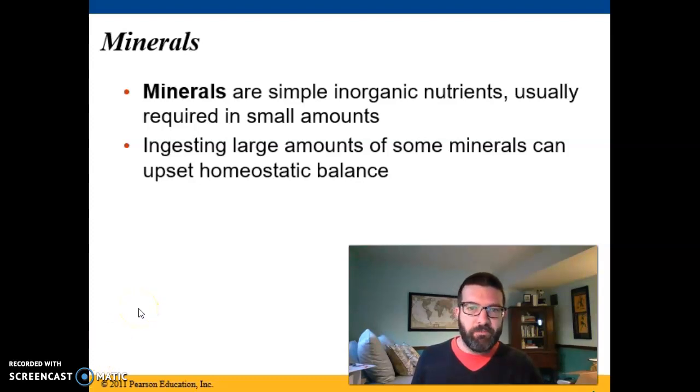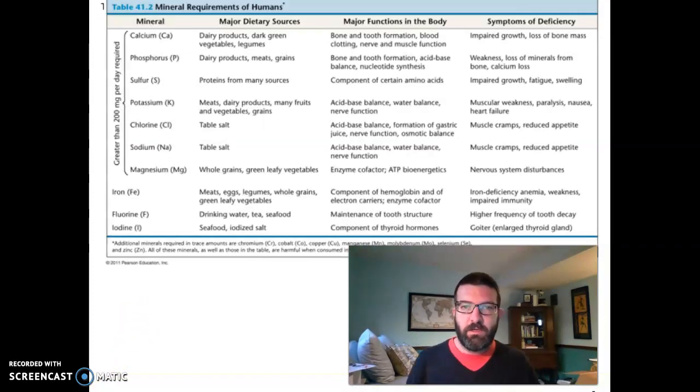Essential micronutrients that are inorganic are called minerals. And again, we don't need very much of any of these, some more than others, but we need them all to survive.